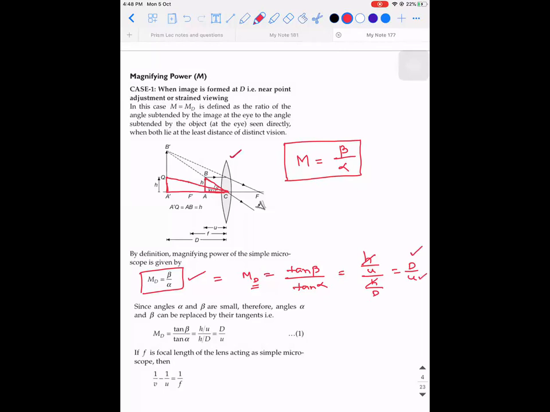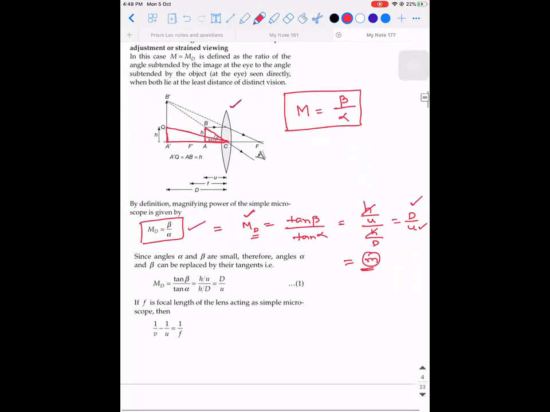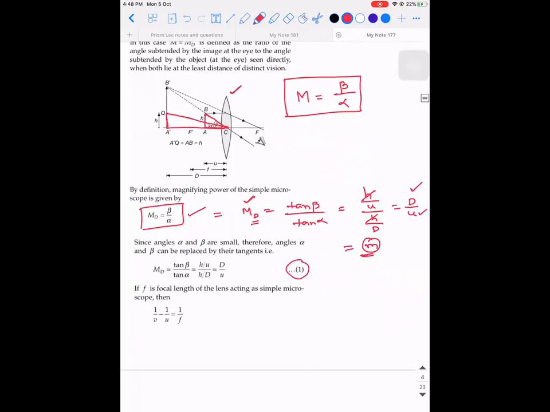Image distance by object distance is the mathematical expression for what? Linear magnification. So in this case, what is happening is the angular magnification is equal to the linear magnification. Am I clear, guys? So the angular magnification is equal to linear magnification, not in terms of definition, but in terms of mathematics. Okay. So let that be equation number 1.